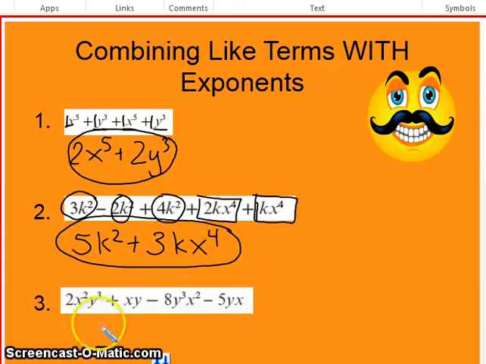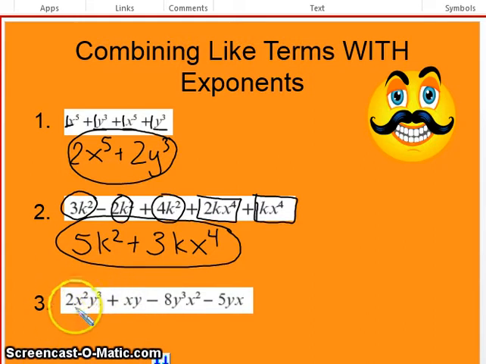Now let's look at example 3 on this page. I have 2x squared y to the third plus xy plus y to the third x squared minus 5yx. Now, see how this term and this term, they both have x, y, but they're not like terms because this one, the x is squared, this one, the x is to the first. This one, the y is cubed, this one, the y is to the first.